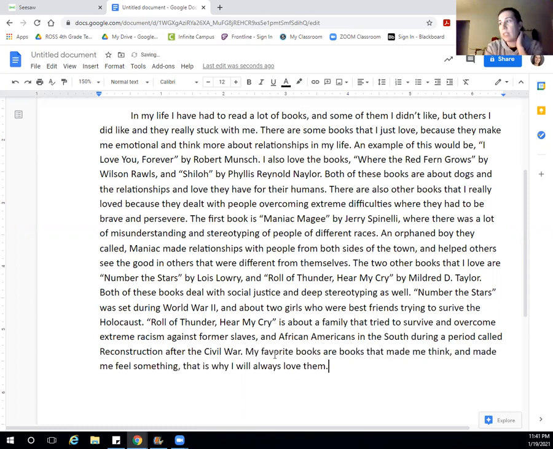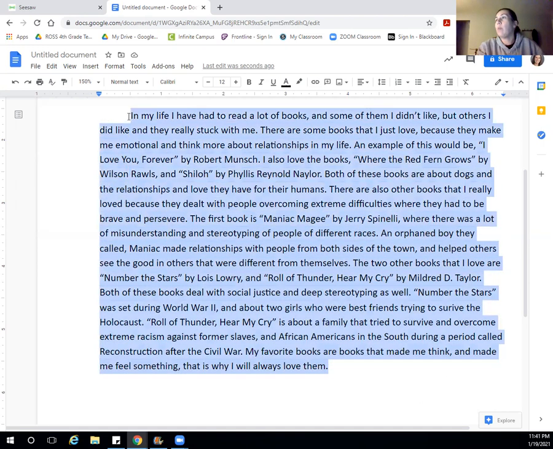But then the concluding sentence I have to this descriptive paragraph about my favorite books is, my favorite books are books that made me think and made me feel something. That is why I will always love them. So this is a long paragraph, but this is also a topic that had a lot of information about it, and I just had a lot. So I needed to make sure that I was describing that and really giving it the respect and the attention that it needs. So with that being said, I'm going to highlight this text and copy it.